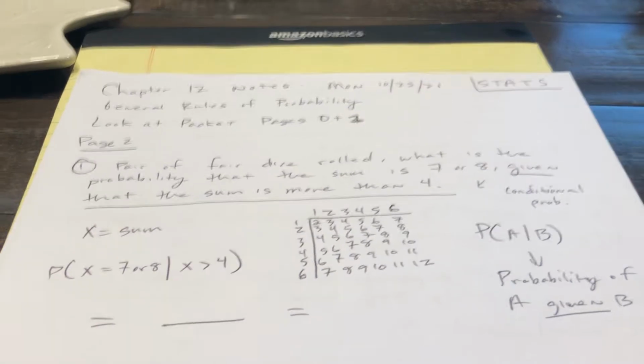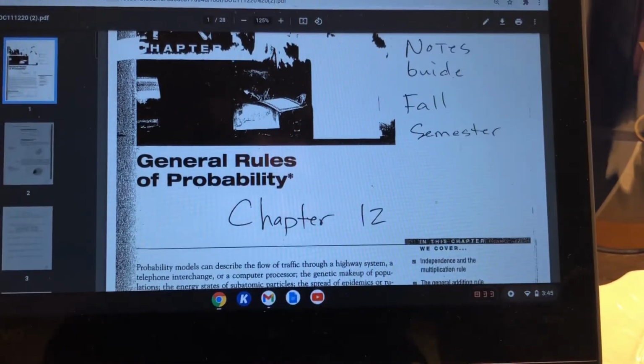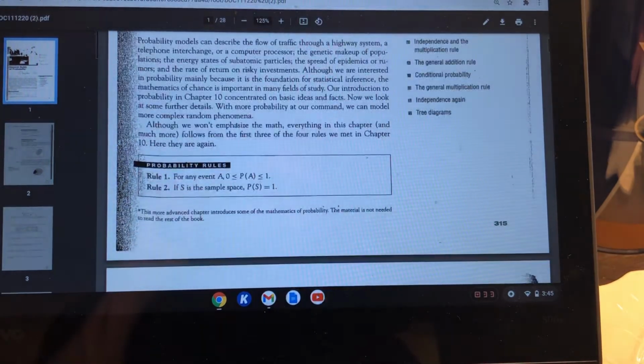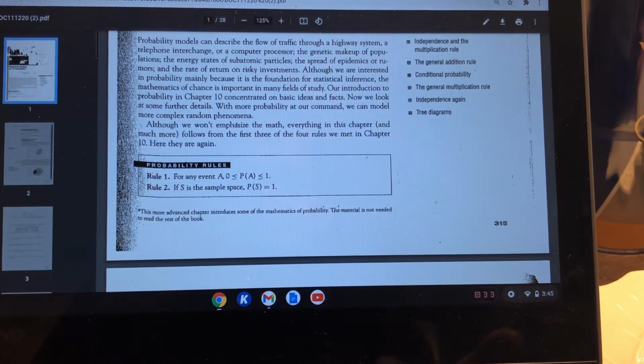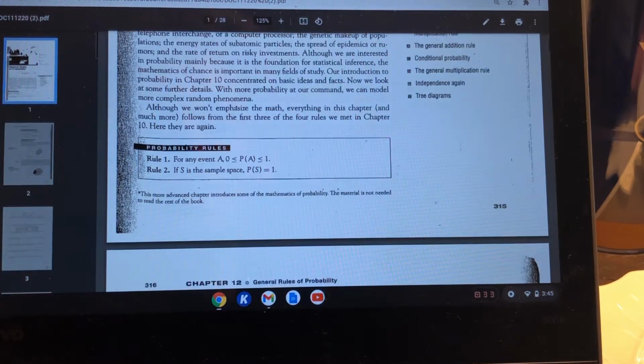All right. Anyway, so here is the packet. From time to time, we would look directly at this right here. All right, chapter 12, general rules of probability. And so here's what we know. For any event A, the probability that A happens is between 0 and 1. Probabilities are always between 0 and 1. If S is the sample space, the probability of the entire sample space must add to 1, okay? So everything in the sample space, probabilities, they must sum to 1.